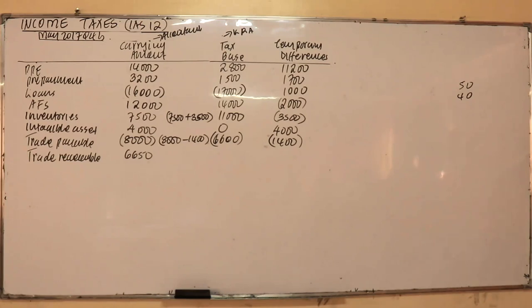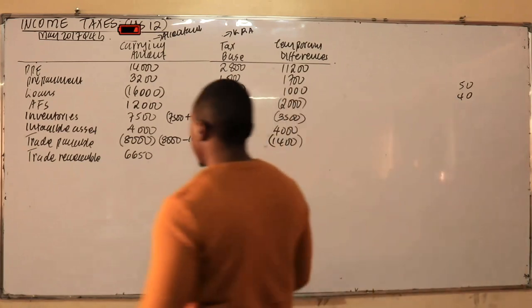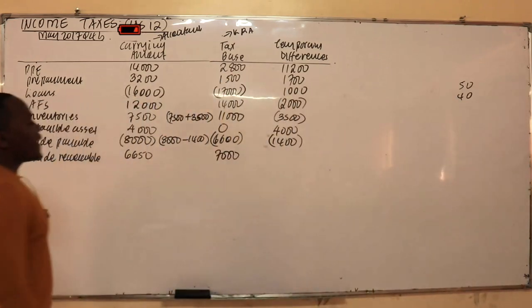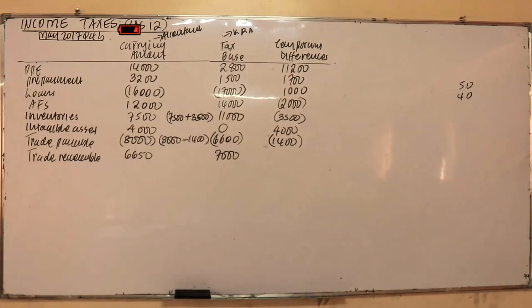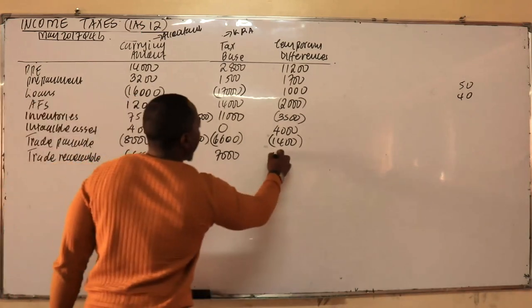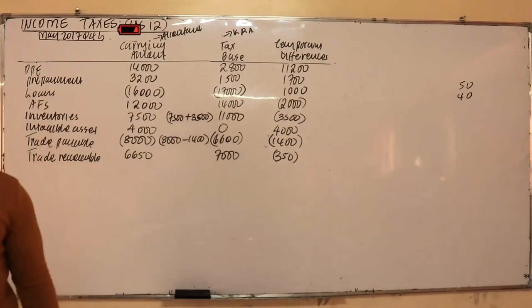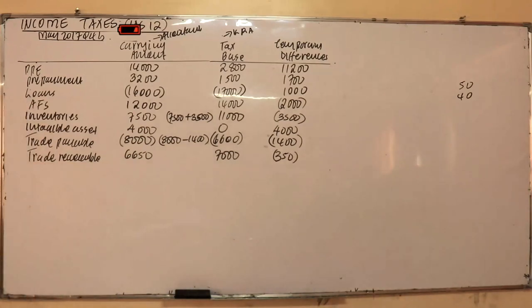You're getting an amount of 69? Yeah, that's very wrong. It'll be 7,000, right? So the temporary difference will be 350, which is negative. Do you agree or you disagree? You disagree, eh? Good. It's good to disagree, eh?